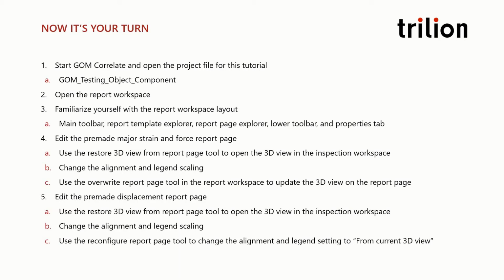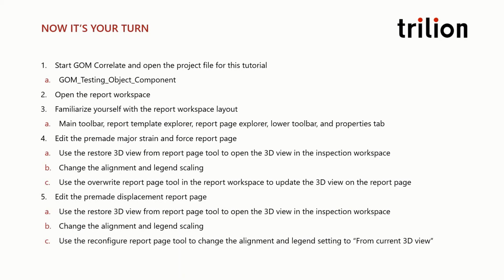Now, edit the pre-made Major Strain and Force report page. Use the Restore 3D View from Report Page tool to open the 3D view in the Inspection workspace. Next, change the alignment and legend scaling. Use the Overwrite Report Page tool in the Report workspace to update the 3D view on the report page with your new alignment and scaling.